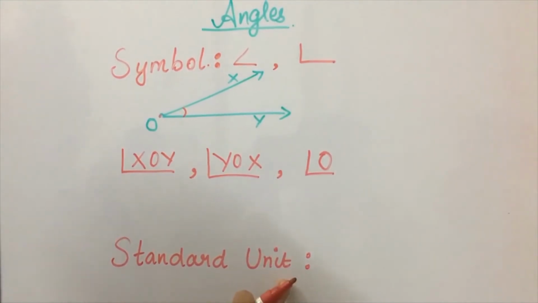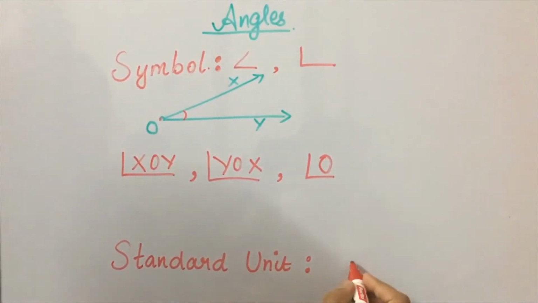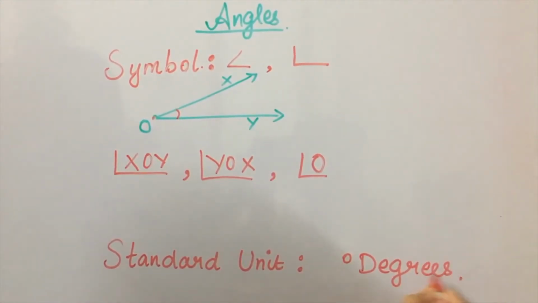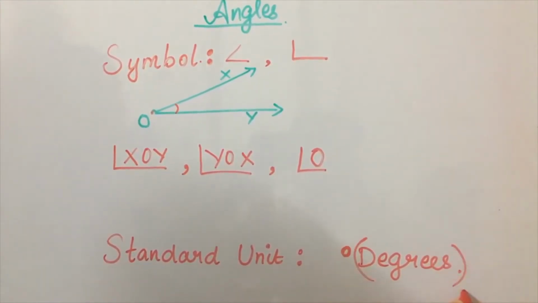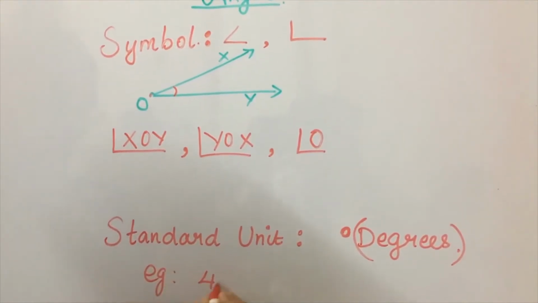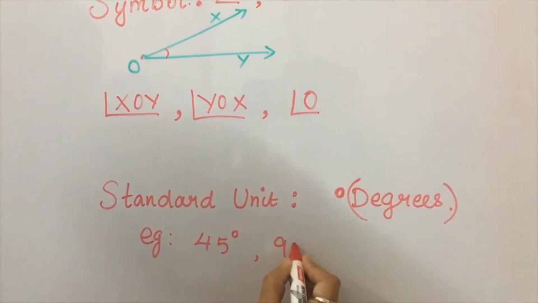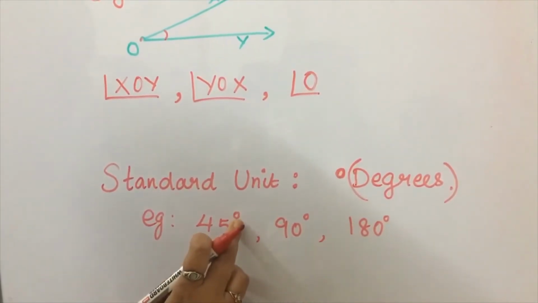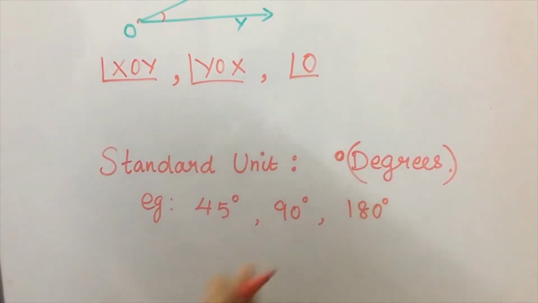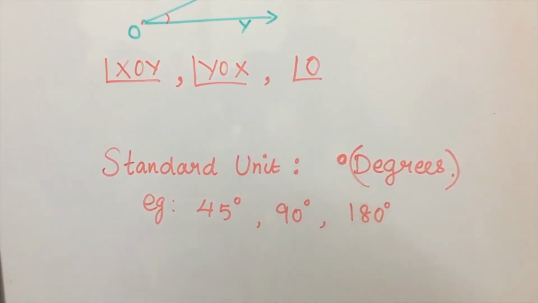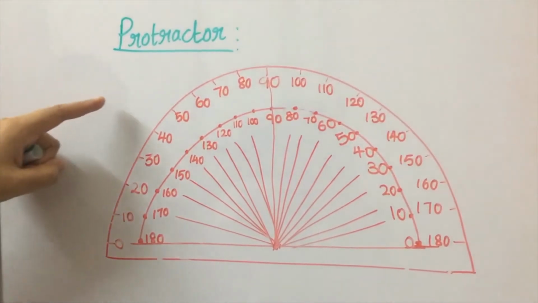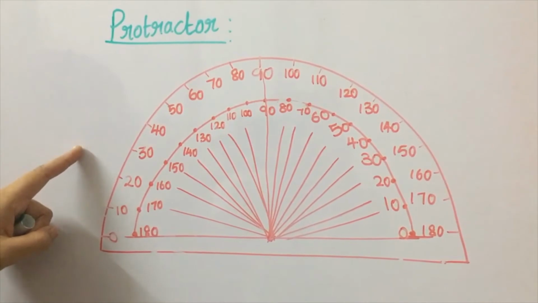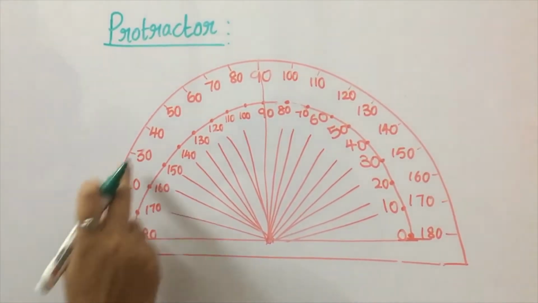Now moving to the standard unit. The standard unit is degrees. Angles are measured in degrees. This symbol is called degrees. For example, 45 degree, 90 degree, 180 degree. So this is the standard unit of angles, degrees. Children, I have drawn a rough sketch of a protractor. Protractor is used for measuring angles. There are 180 equal subdivisions in the protractor.